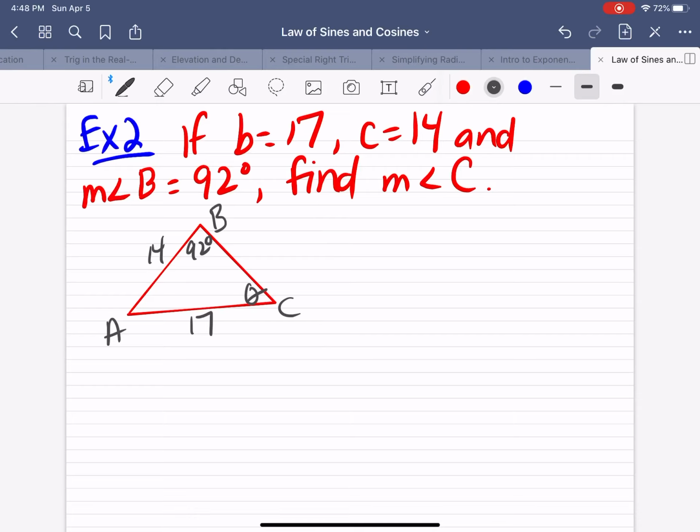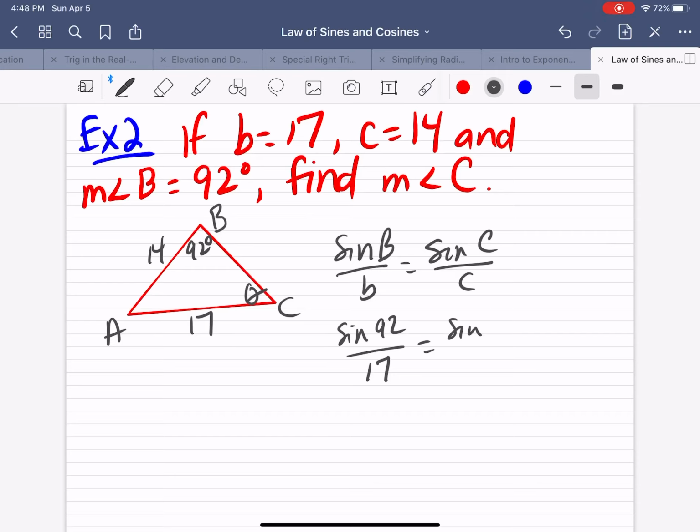Since we are given angle B and side B, we're going to use sine of angle B over side B is equal to sine of C over side C. Again, we're given B and we're trying to find C, so we use this proportion. Let's substitute. Sine of angle B is sine of 92 over side B, which is 17, equals sine of angle C, which you don't know, divided by the measurement of side C, which is 14. So let's set up our ratio. Let's solve our proportion.